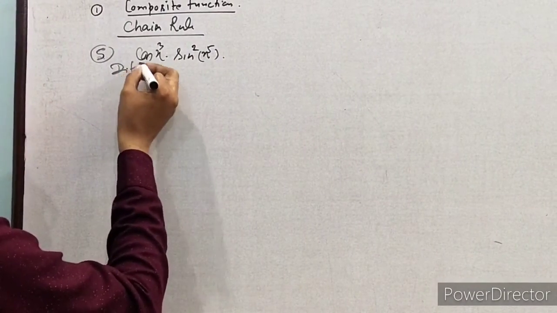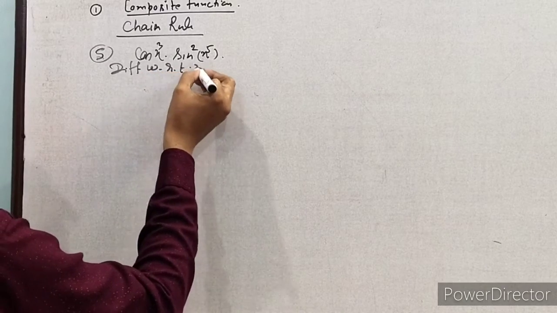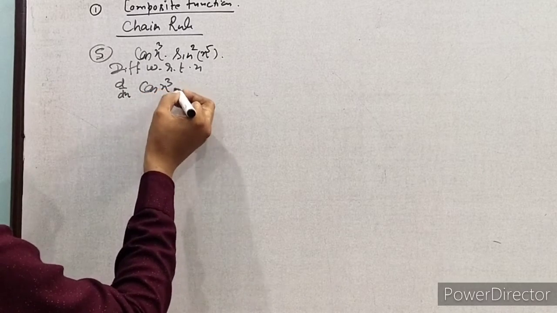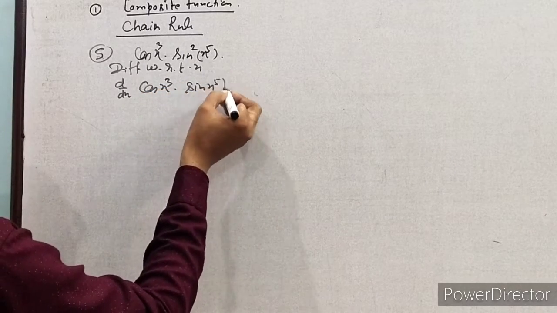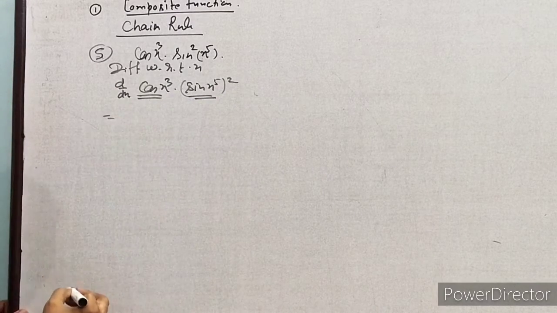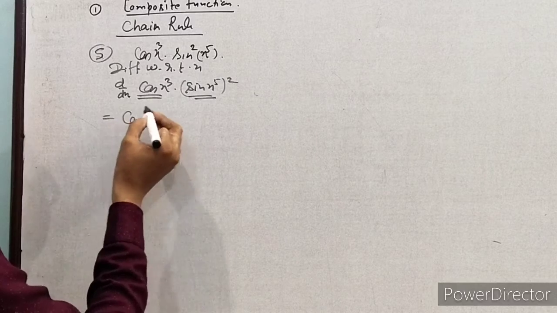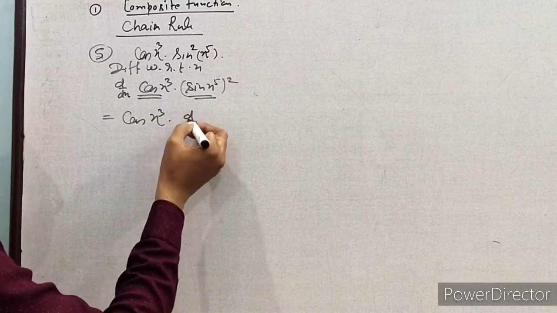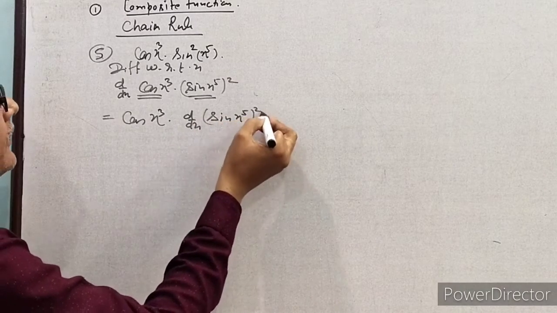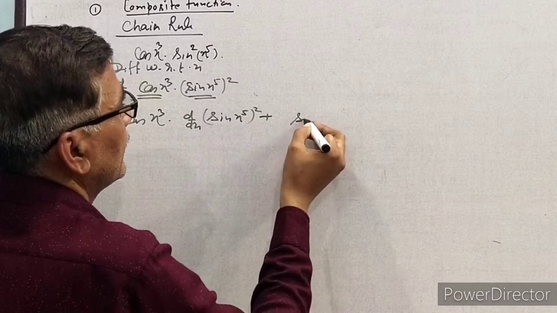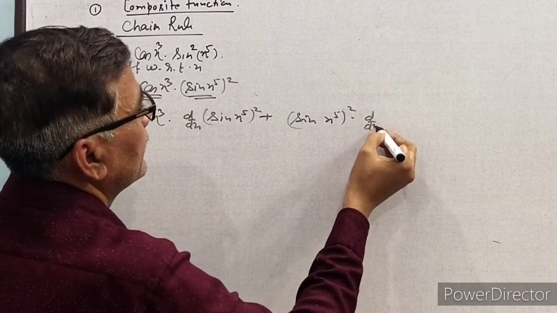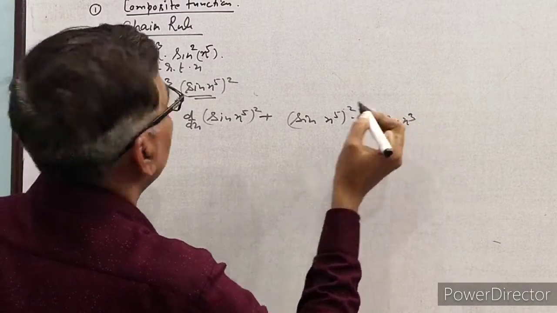So to solve this question, differentiating with respect to x: d over dx of cos cube x into sin x raised to 5 whole square. This is the first function and this is the second function. Product rule: first function into derivative of the second function plus second function into derivative of the first function.